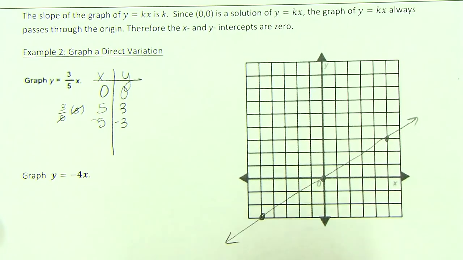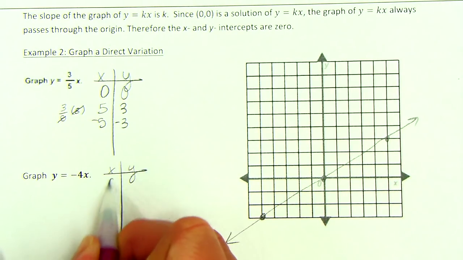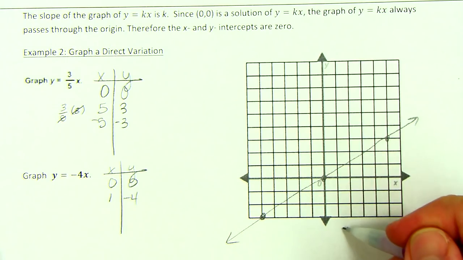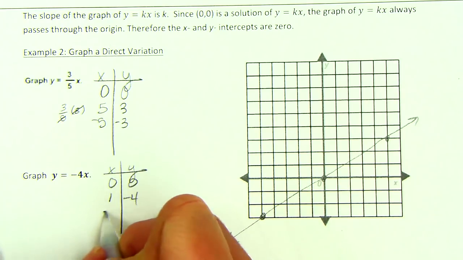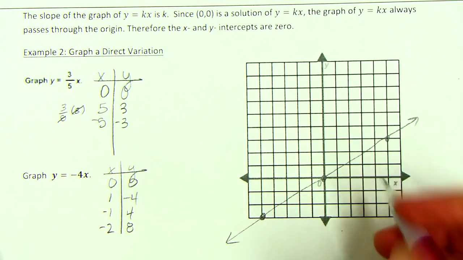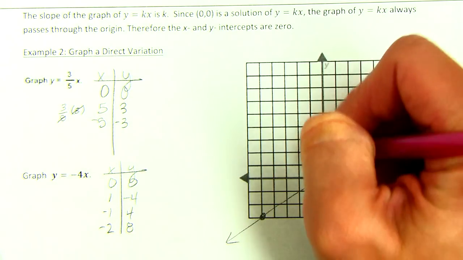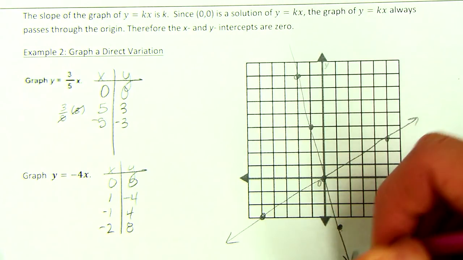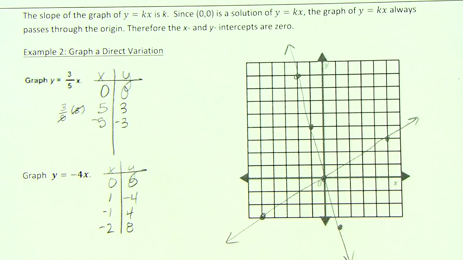The second one, which I'm going to graph right on here: x, y, 0, 0. Okay, if I put 1 in there, I get -4. Notice it doesn't even go to -4, so I'm going to go ahead and go backwards. If I put -1 in there, I get +4, and a -2, I get +8. So I have this one, and that one, and there's my line. Okay, pretty simple. Pick numbers to put in for x that will make y easy, or also that will make y be able to be graphed on your graph. Okay, turn that paper over.